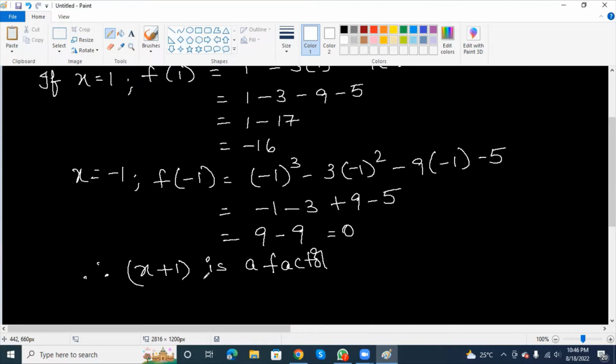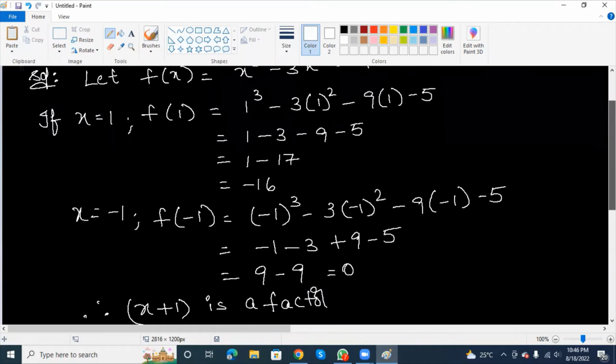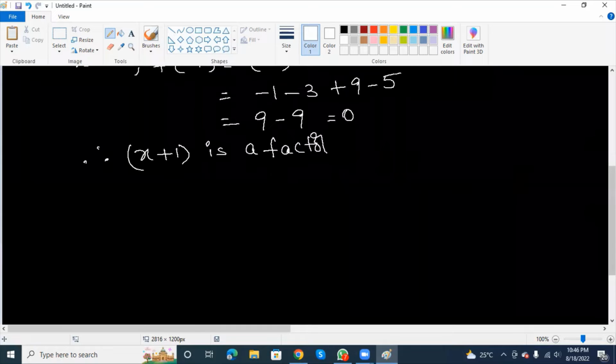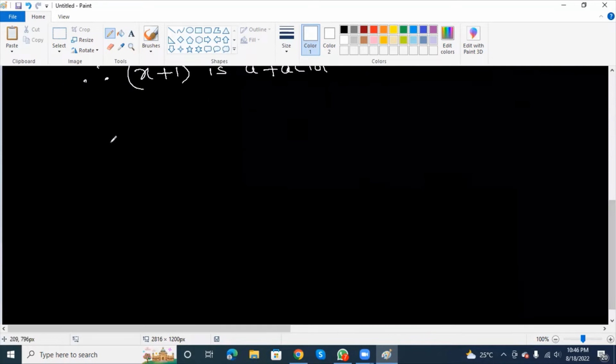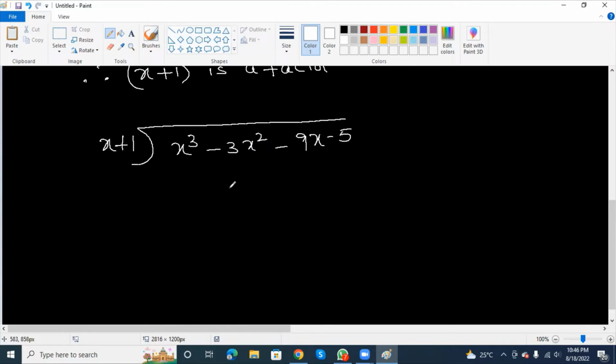The remaining 2 factors can be found by long division method. So we are going to divide the given polynomial by one of our factors, x plus 1. So let's divide x cube minus 3x square minus 9x minus 5 by x plus 1.